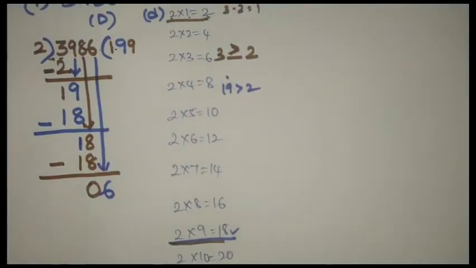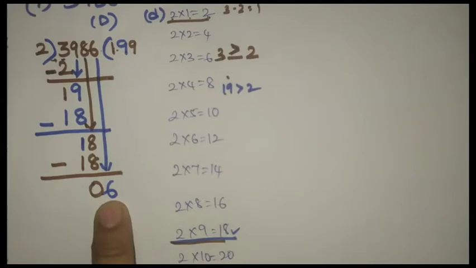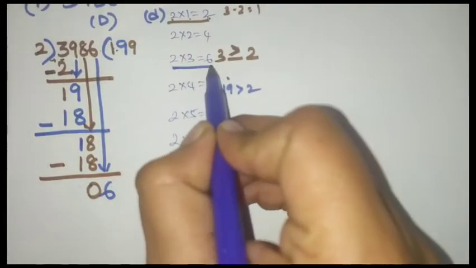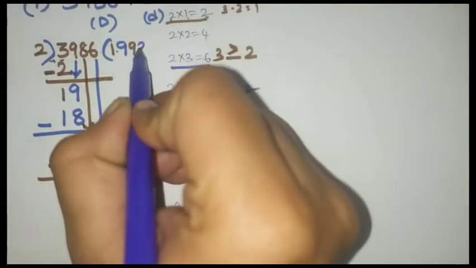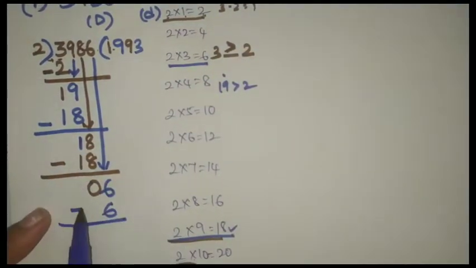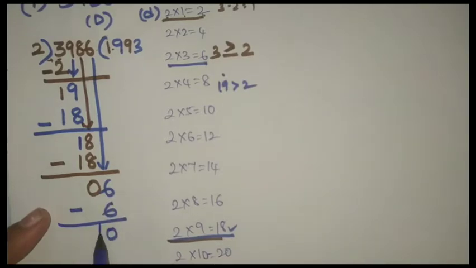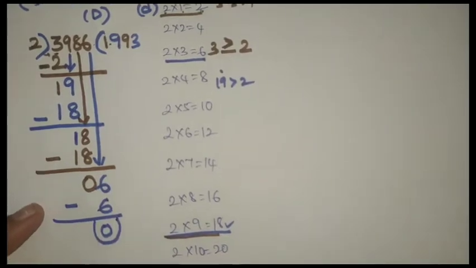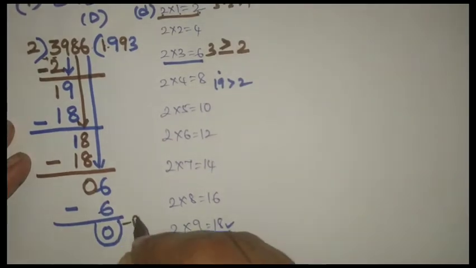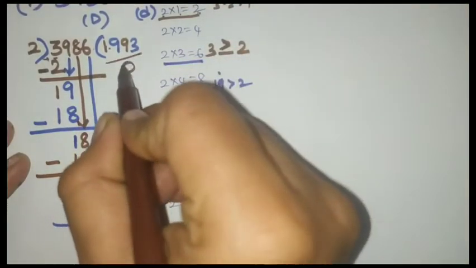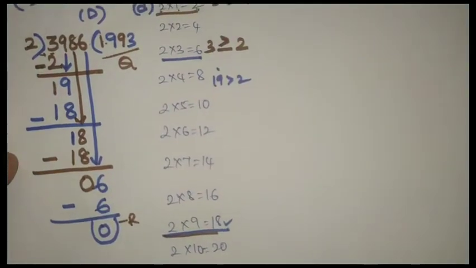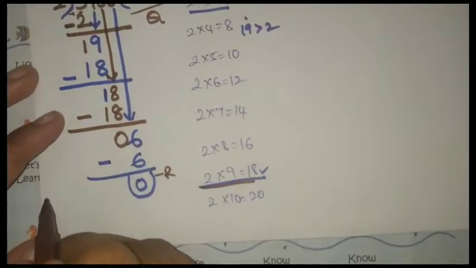In the 2 table, when do we get 6? Yes, 2 3s are 6. So we'll write here 3. 2 3s are 6. Now 6 minus 6 is 0. Here the remainder is 0 and the quotient is 1993.